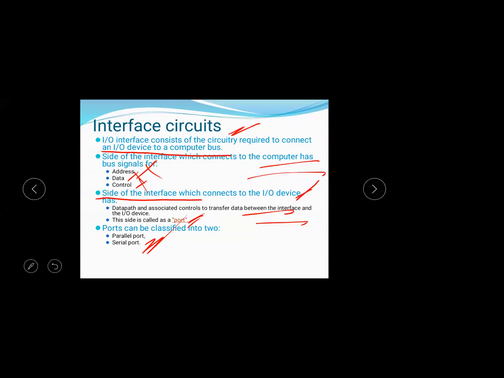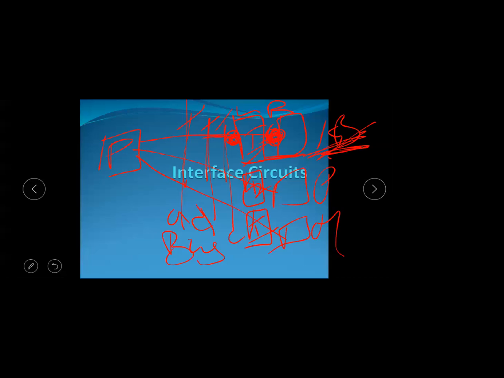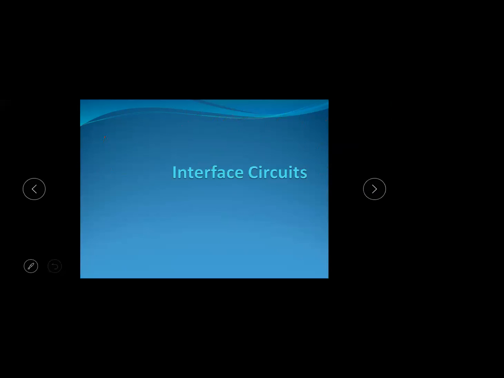Parallel port is nothing but the data transmitted at a time to the interface circuit, whereas serial port is nothing but the interface with a device, like one device, the keyboard. If it is a parallel port, nothing but if there are 8-bit data, then 8 bits are transmitted at a time.